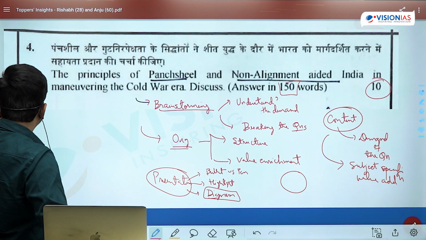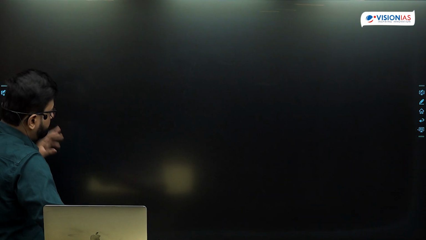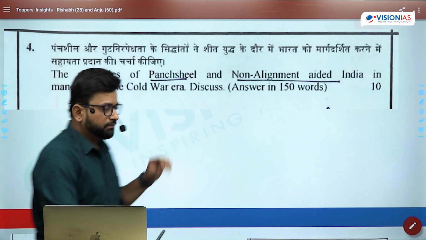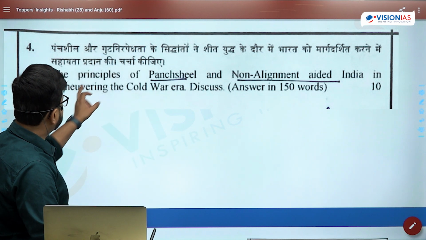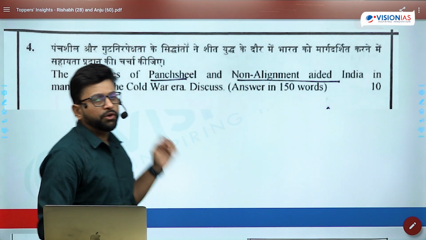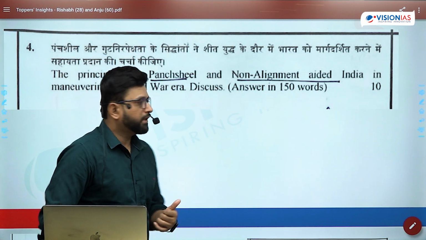So with that being said, let us now move towards the approach that Mr. Rishabh has taken to address this question, okay? The question is the principles of Panchsheel and non-alignment. He has underlined these two words because these two words are the keywords, right?